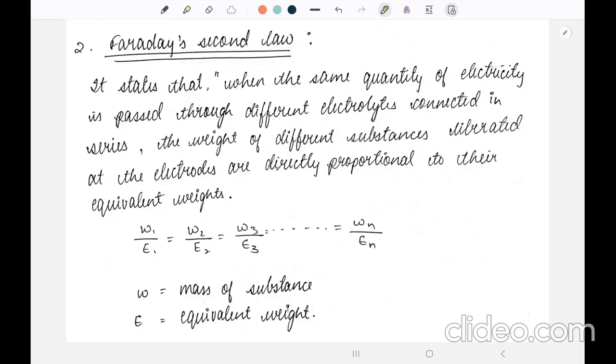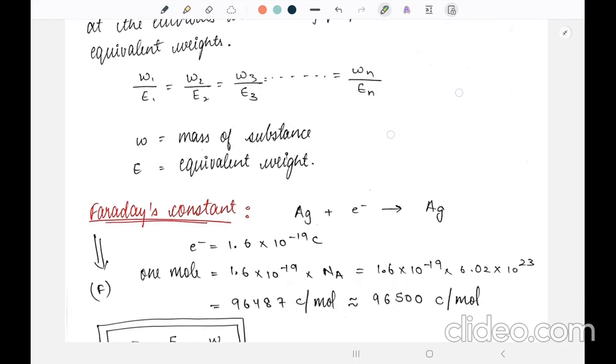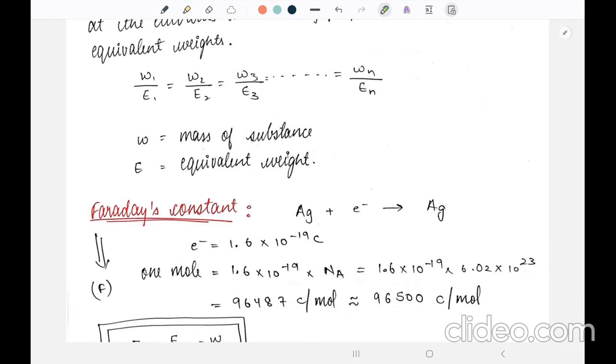Now we'll study Faraday's constant. The amount of electricity or charge required for oxidation or reduction depends on the stoichiometry of the electrode reaction. We take this example: Ag+ (aq) + 1 electron gives Ag (s). Here 1 mole of electrons is required for the reduction of 1 mole of silver ions.